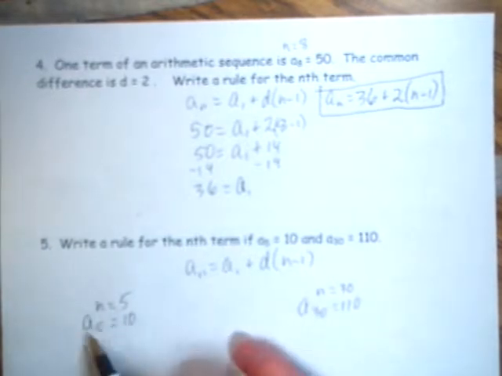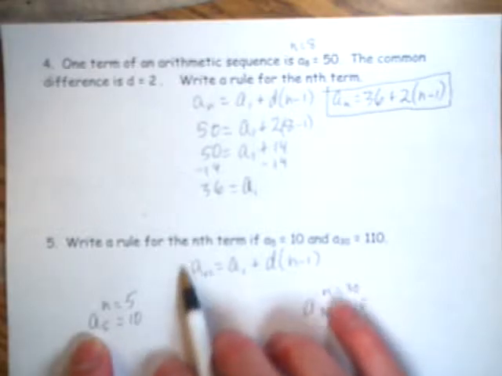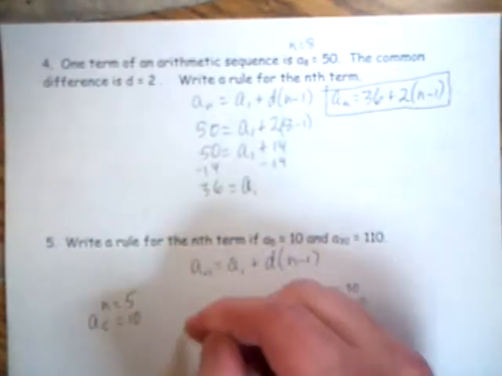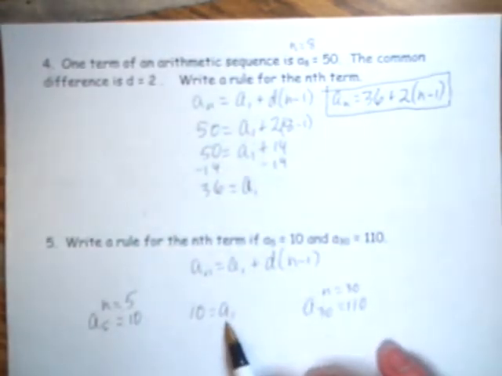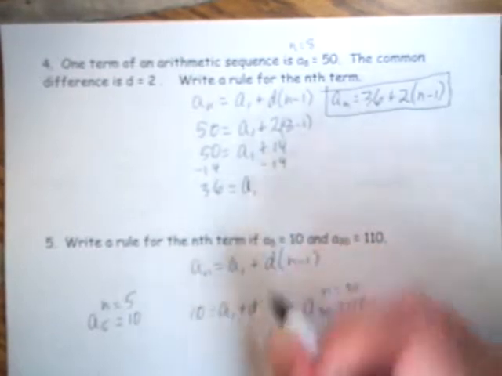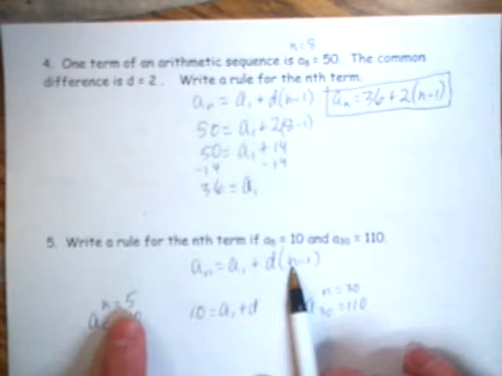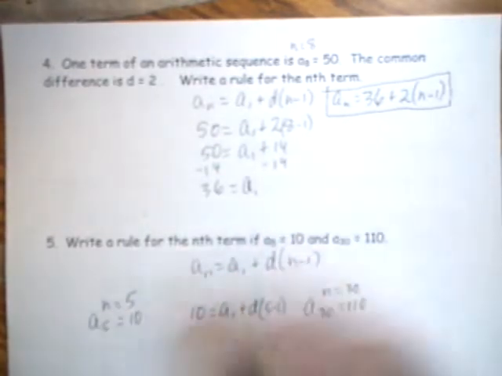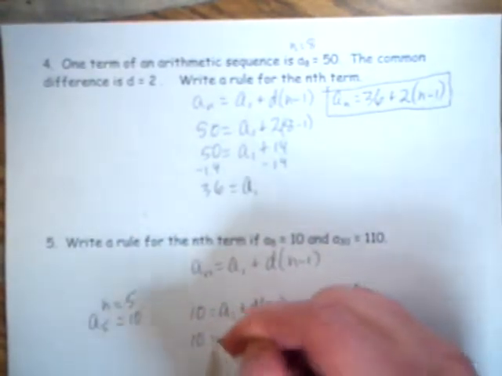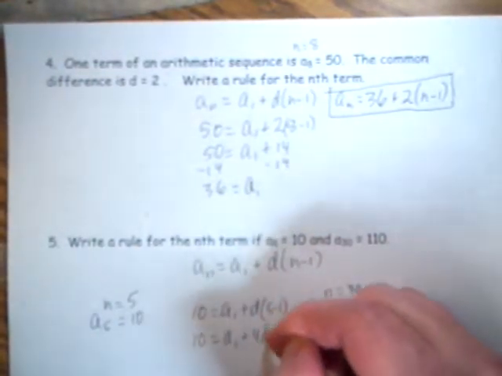So let's work on this side. A sub n is going to be a sub 5, which is 10. So substitute 10 for this position. Then keep a sub 1, because that's one of your unknowns that you don't know. Also, keep the d, because you don't know what that is. This n here is 5. So 5 minus 1 goes right there. So if we simplify this equation, we're going to have 10 equals a sub 1 plus 4d.